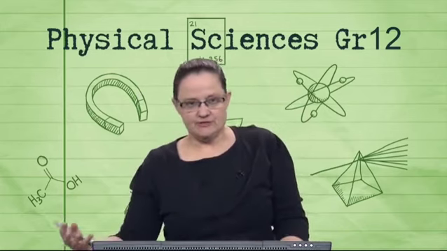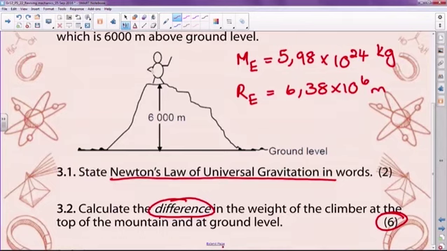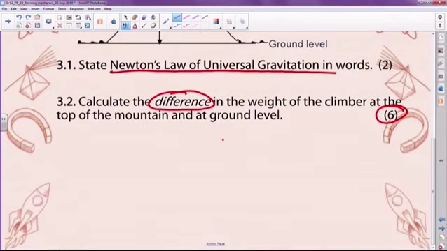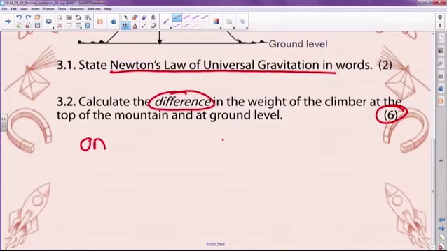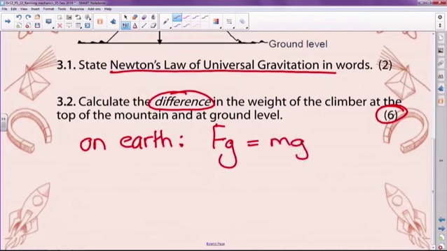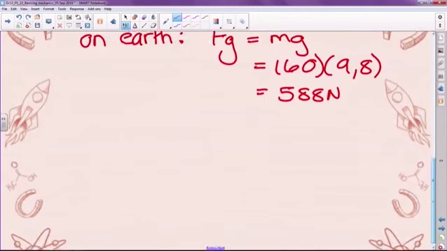The fact that they said a difference in weight actually does make it easier for us, because if we want a difference in weight, we've got to recognize that the further away the climber gets from the surface of the Earth, the smaller his weight's going to be, because that's the force of attraction between the Earth and the climber. So the first thing I'm going to do is say, on the surface of the Earth, his weight is Fg. I don't need to use the equation for universal gravitation. So that means it's 60 times 9,8, which is 588 newtons. So that's on the surface of the Earth.